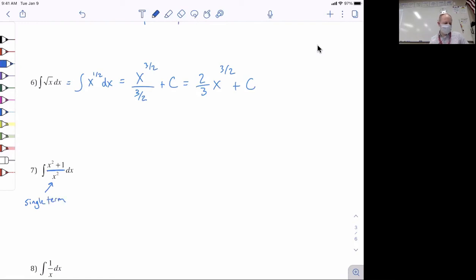When you have a single term in the denominator, what you want to do is actually divide it out. So what I mean by that is you'll have x squared divided by x squared plus 1 divided by x squared. And this is always going to be the best thing to do with that single term. Now from here, you do want to rewrite. So x squared divided by x squared is 1. And we're going to rewrite 1/x² as x to the -2.